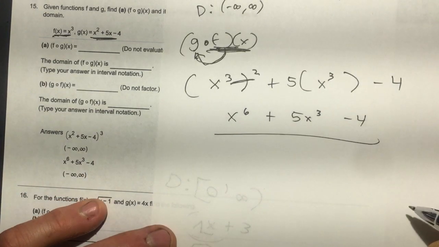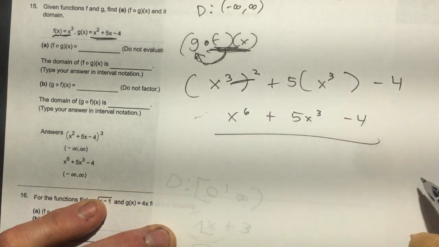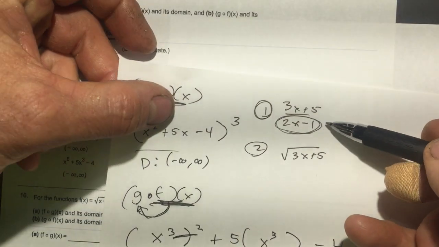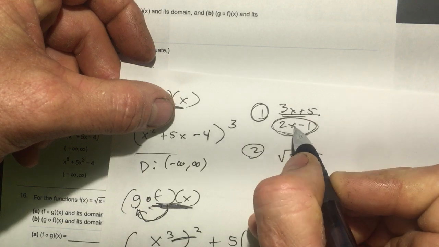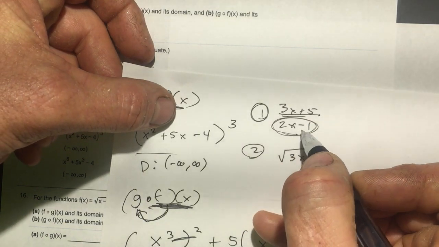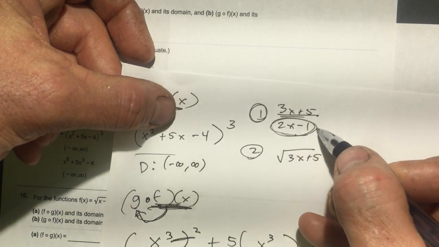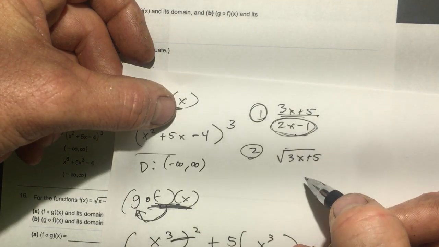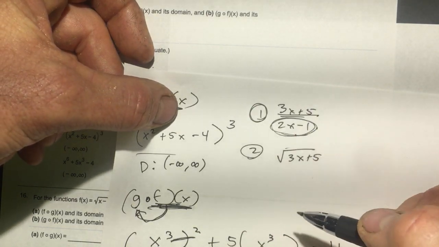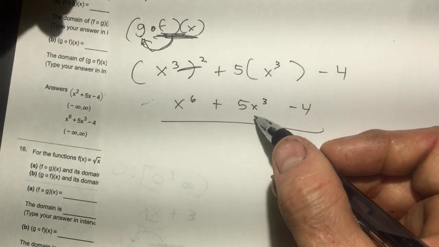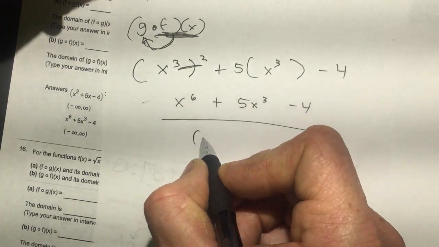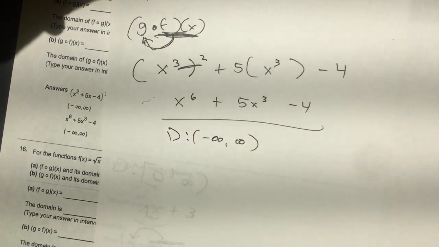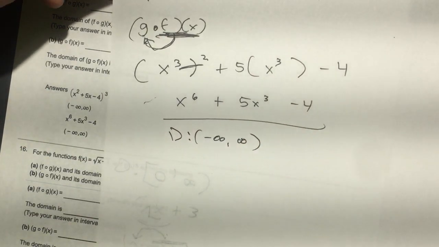Now, what's my domain for that? Well, there are no restrictions. Remember, your restrictions are these 2 cases. If you're dividing by an expression, I have to exclude that 0 amount, whatever that value is. And if you have a radical with an expression in it, there are my restrictions. I don't have any here. So this is just negative infinity to positive infinity. That's my domain. All right.